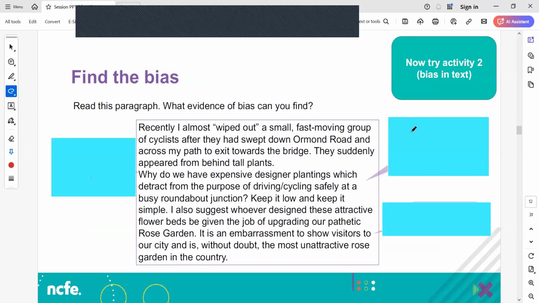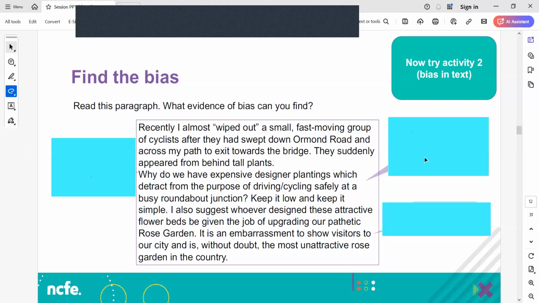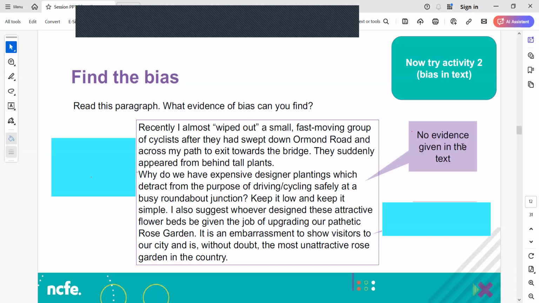Wiped out a small, fast-moving group of cyclists. Yes, we've got some sarcasm straight away, haven't we? So wiped out, it's not really very nice language for nearly having a collision with a group of cyclists, is it? So well done, yeah. So we can tell that he thinks negatively about the cyclists. Okay.